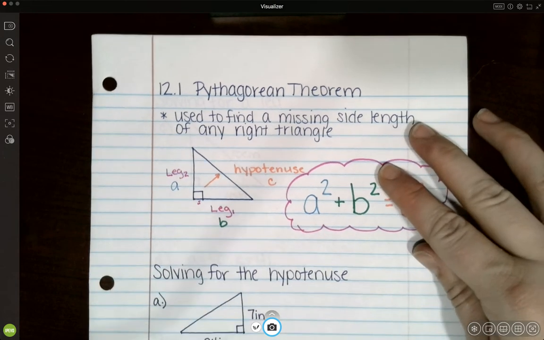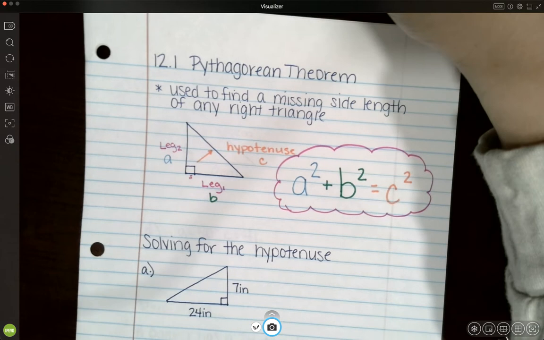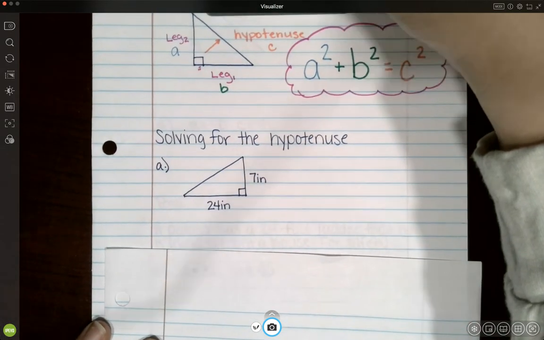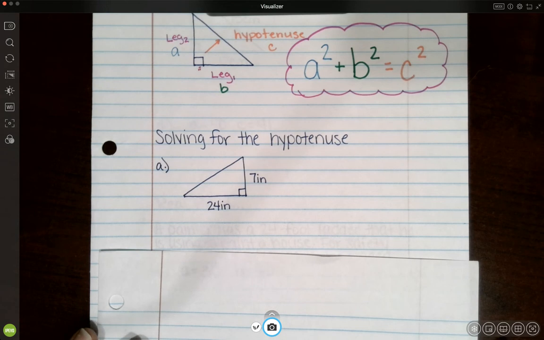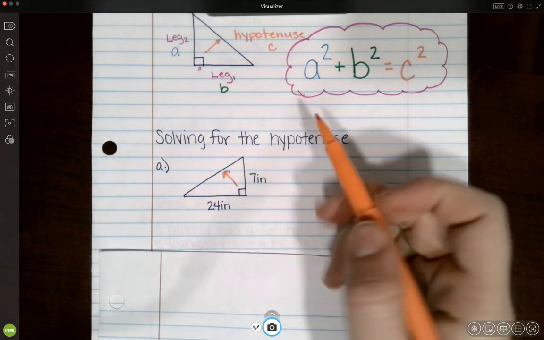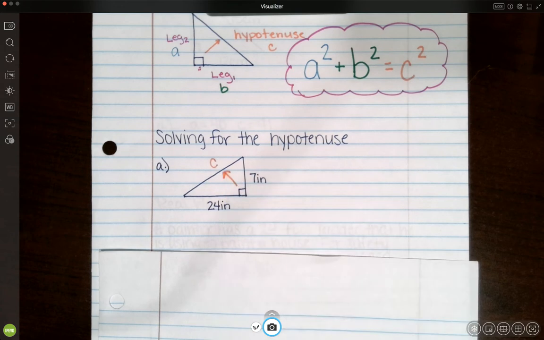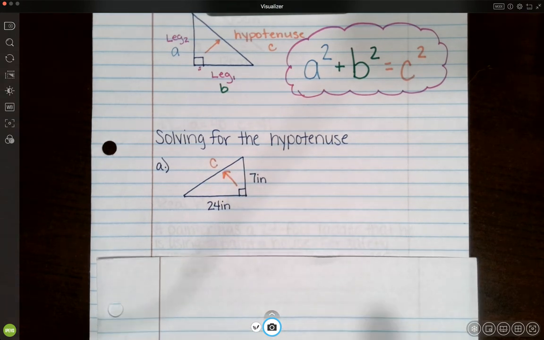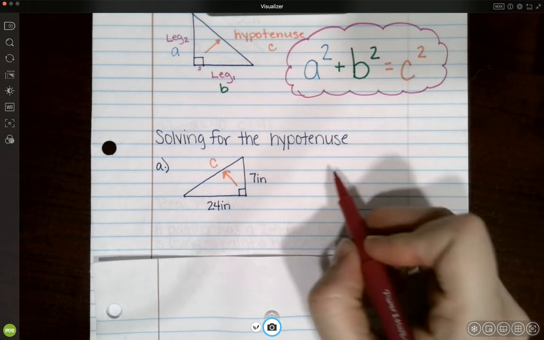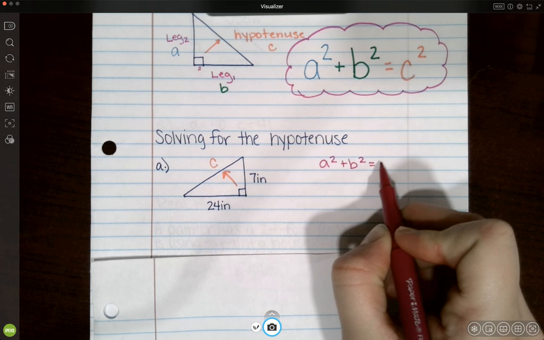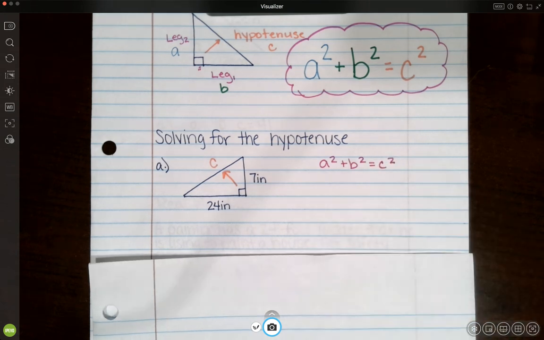All right, so the first thing we're going to do is solve for the hypotenuse. Notice again, I'm solving for the hypotenuse because I am missing the segment that's across from the 90-degree angle. So C is what's missing. My first step is we're going to start with this magical formula of fun. So I'm going to write a squared plus b squared equals c squared. And now we're going to fill it in.